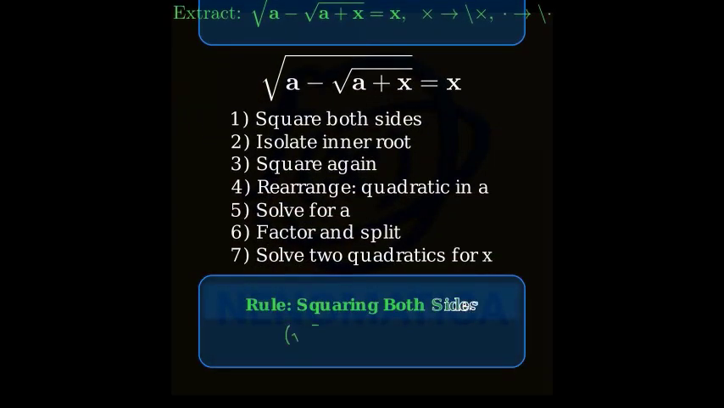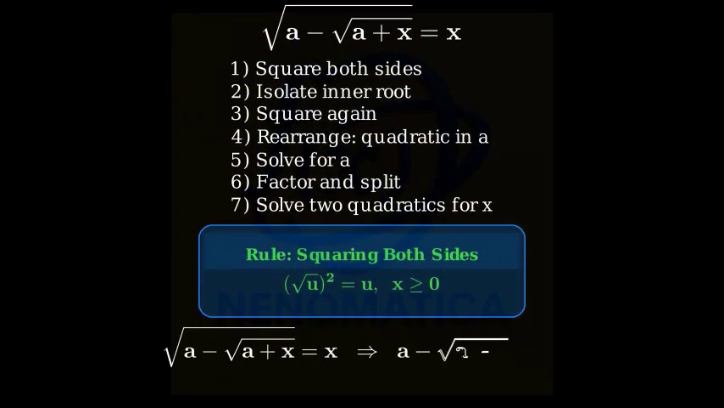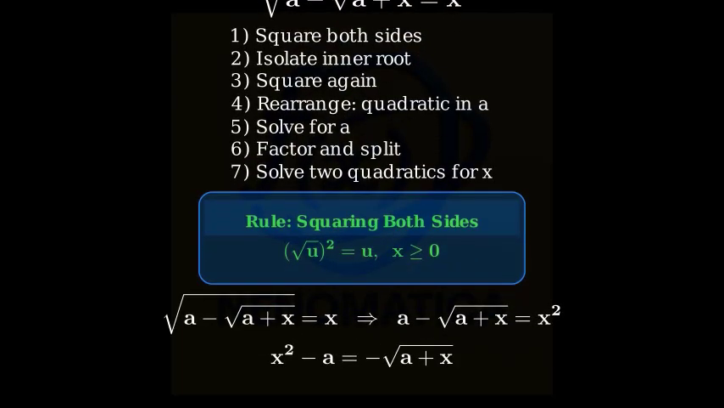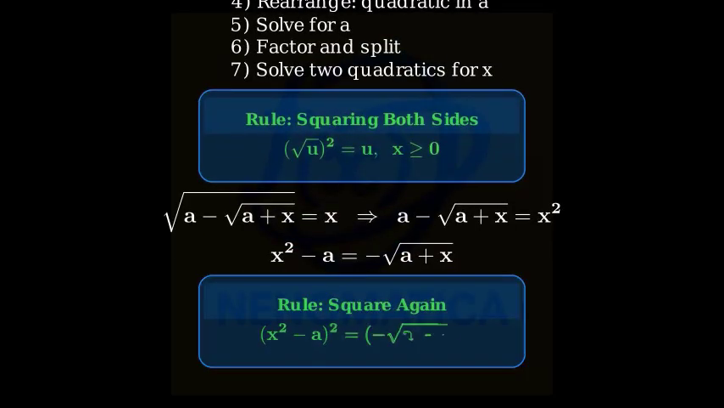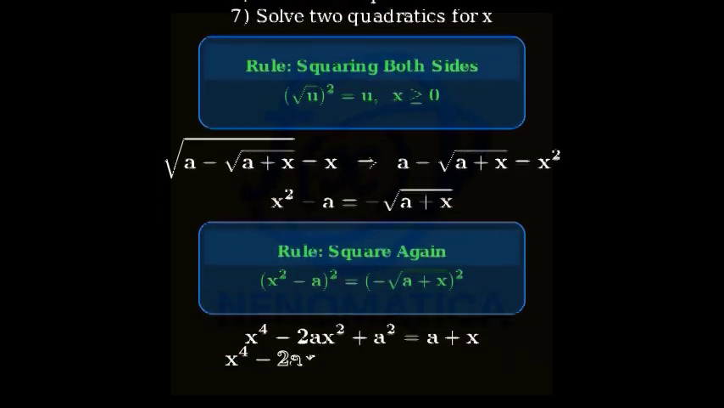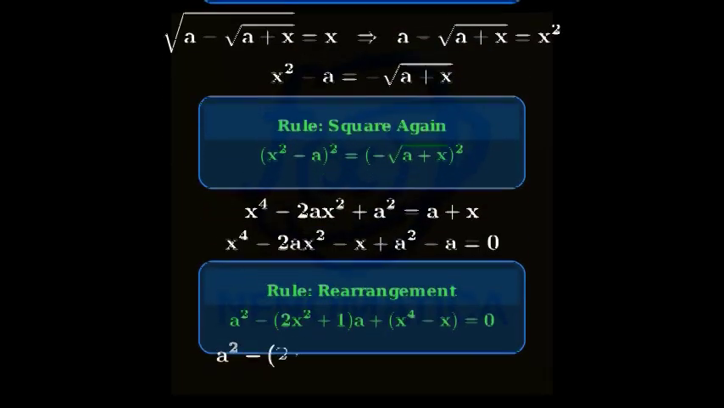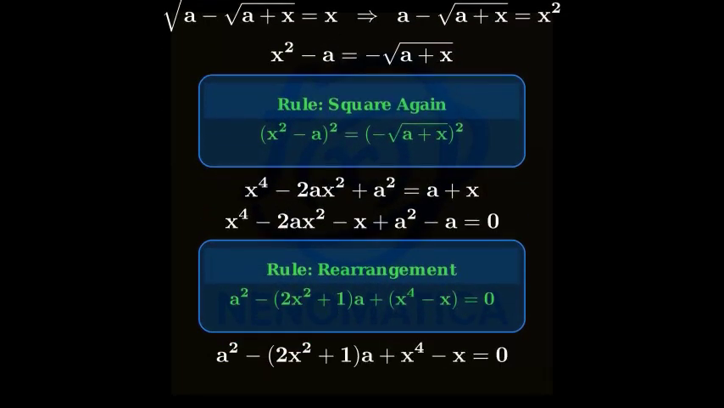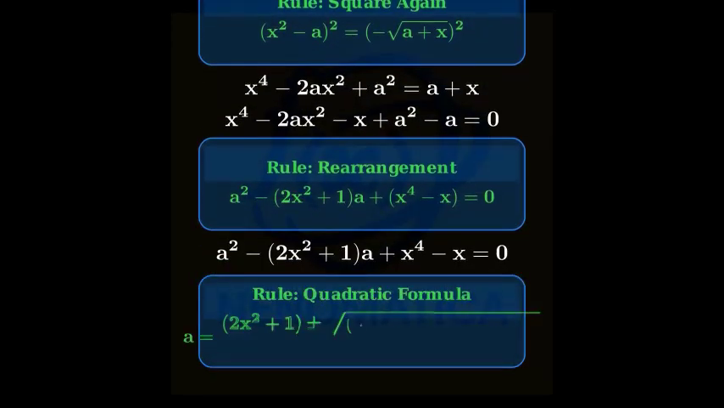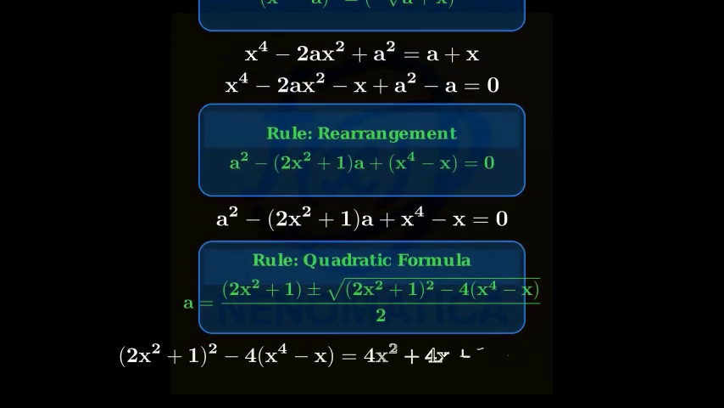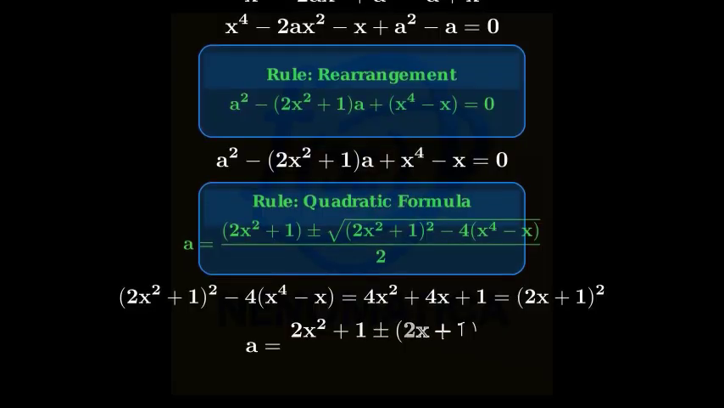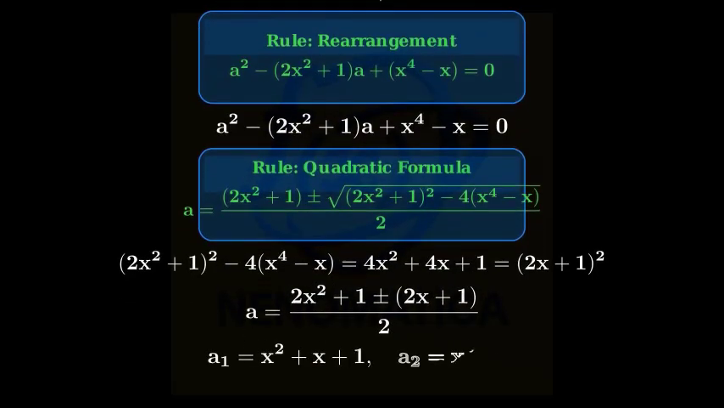Step 3. Square both sides. Since x is the output of a square root, we proceed with squaring to remove the outer radical. Step 4. Square again to remove the remaining square root, and then expand. Step 5. Rearrange so that it becomes a quadratic in the variable a. Step 6. Apply the quadratic formula with respect to a. The discriminant simplifies to the square of 2x plus 1, exactly as in the source.